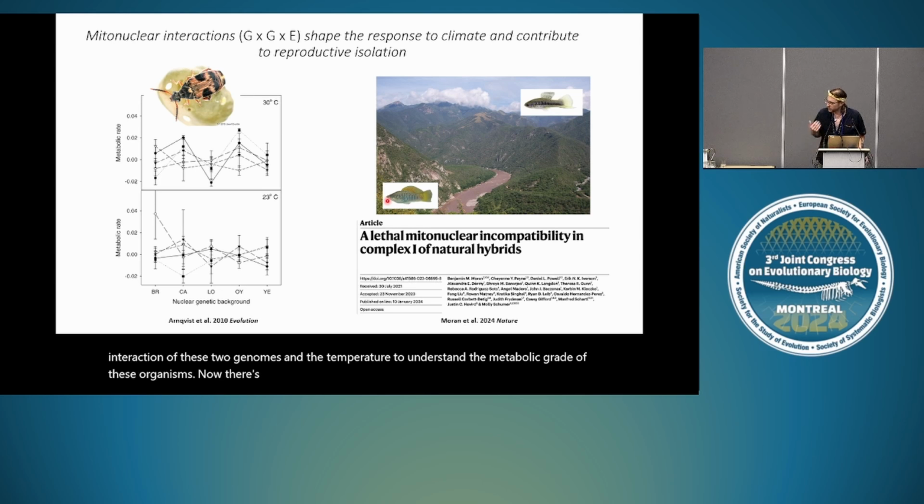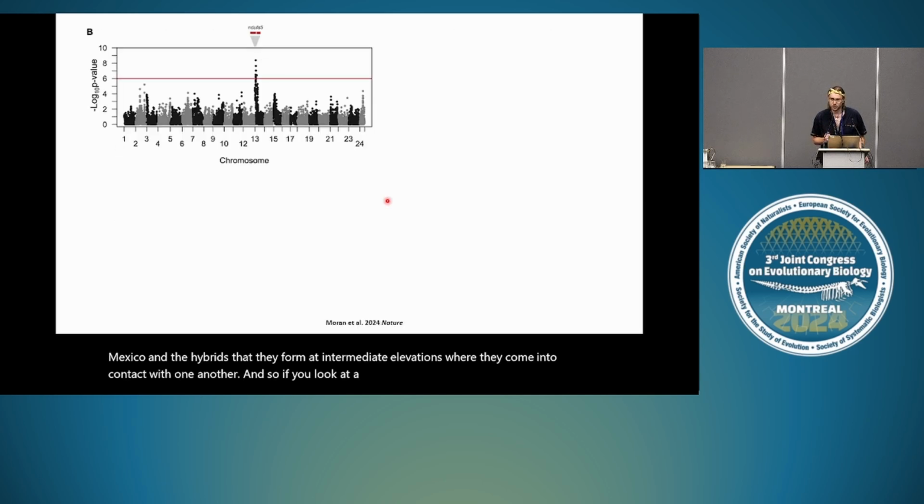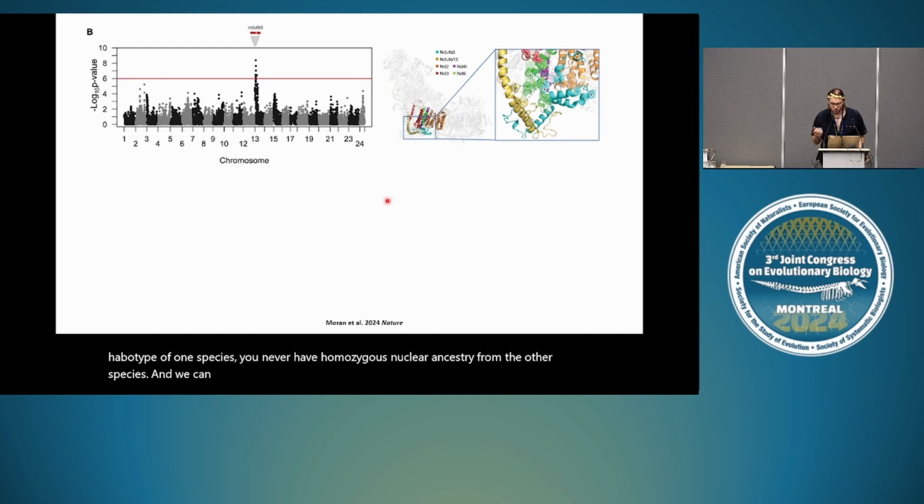Now, there's a nice study that we did in collaboration with the Schumer Lab at Stanford University recently that kind of highlights the importance of these mitonuclear interactions and how they can enforce reproductive isolation between species. And that's by looking at these two species of swordtail fishes from the mountains of eastern Mexico and the hybrids that they form at intermediate elevations where they come into contact with one another. And so if you look at a big admixed population of these hybrids, you see that there are certain places in the genome where if you have the mitochondrial haplotype of one species, you never have homozygous nuclear ancestry from the other species. And we can identify that one of these important interacting genes is actually part of complex 1 and use protein modeling to determine which residues are interacting there and causing this lethal mitonuclear incompatibility between species.